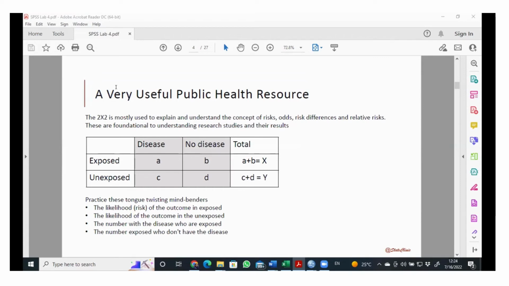Today, we're doing binary regression, logistic regression, so we'll be dealing more with odds and odds ratios. The issues of risks and all that will be done tomorrow. But this table tells us about those likelihoods, and you would see more about that as we move ahead today.